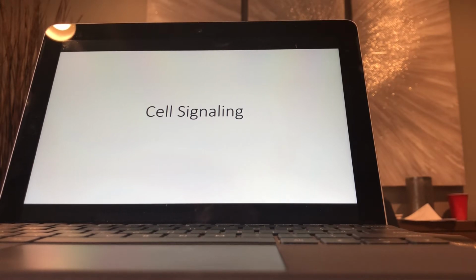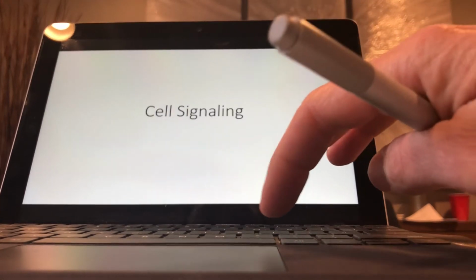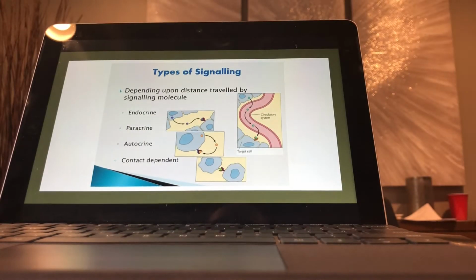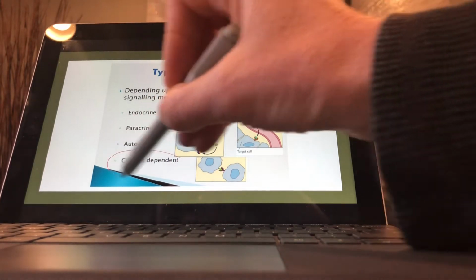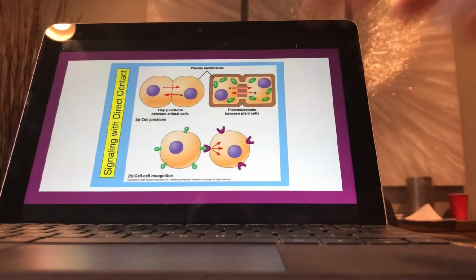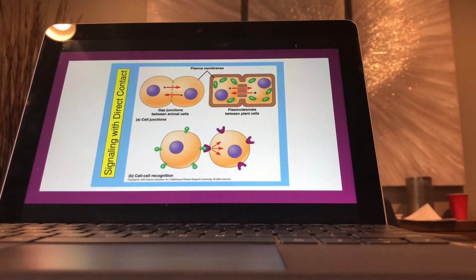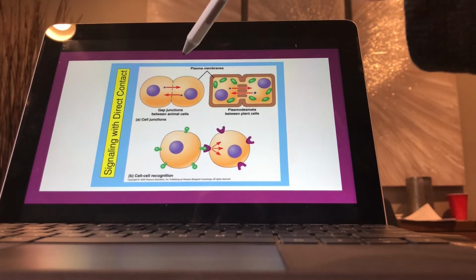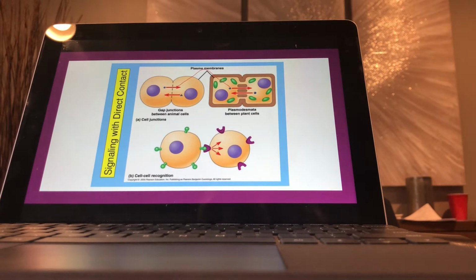All right, so let's just do a quick recap from last time. We were talking about how cells signal each other. There are 4 different types. The one that we focused on mainly last time was contact dependent. Contact dependent signaling means that the cells will be sending signals to each other and they're actually, like it says, in contact. In these 2 cases here, they literally are attached to each other, which makes it very easy for them to communicate back and forth.